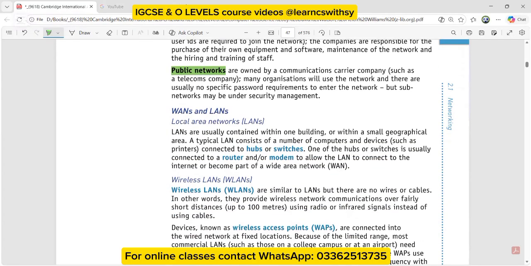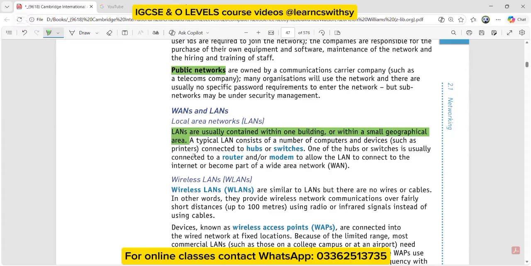Now, next one is WANs and LANs. If you get a question that deals with the difference between LAN and WAN, simply say that LANs are contained within a building or within a small geographic area. If they ask you to explain LAN, this term is underlined: small geographic area. A small geographic area is the main thing that you can see. LANs are usually contained within a building or within a small geographic area. That will give you definitely 1 or 2 marks.